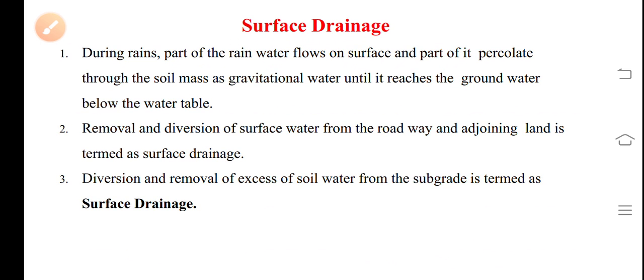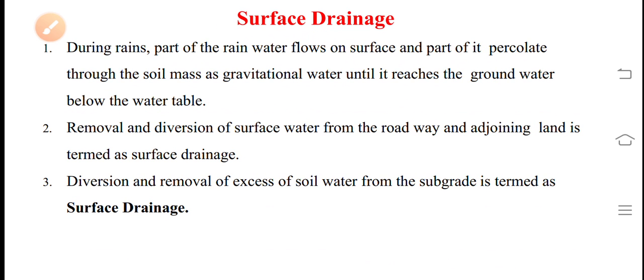Next, surface drainage. During rains, part of the rainwater flows on surface and part of it percolates through the soil mass as gravitational water until it reaches the groundwater below the water table. It's a very important point.